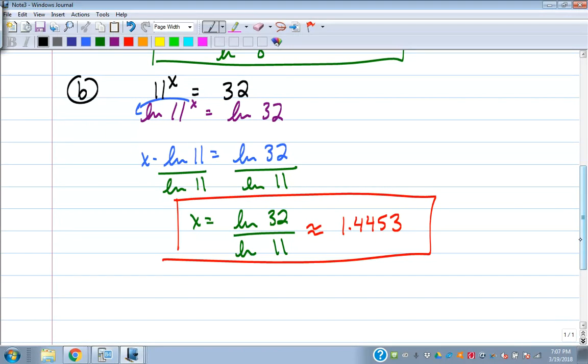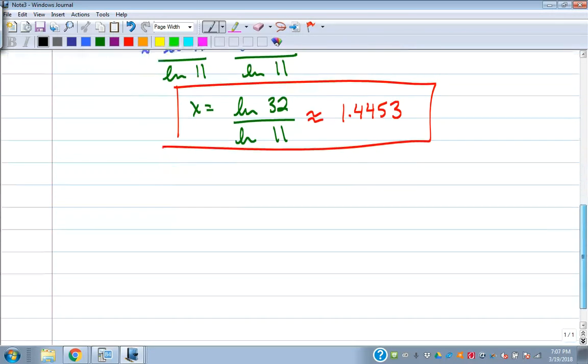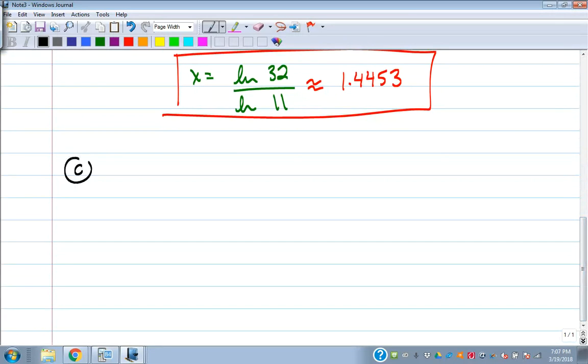So, single term on the left, single term on the right. Take the natural log, get the x out of the exponent. That's the key, getting the x out of the exponent. Right? Now, what if there's a little bit more involved?